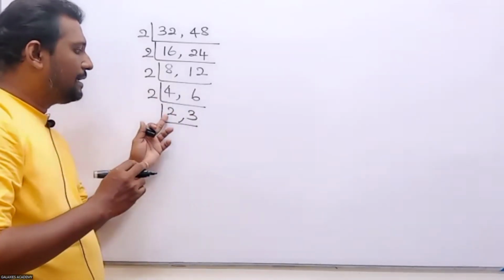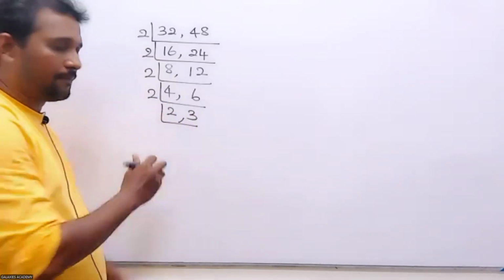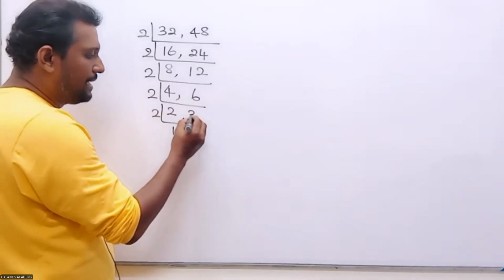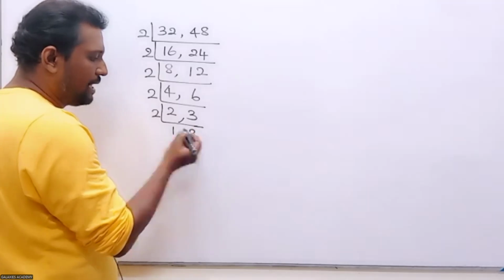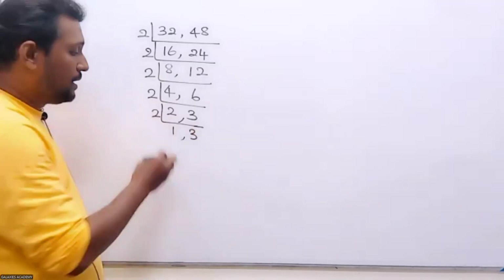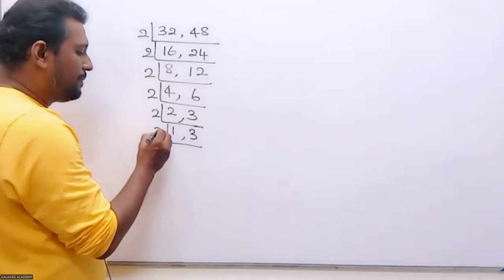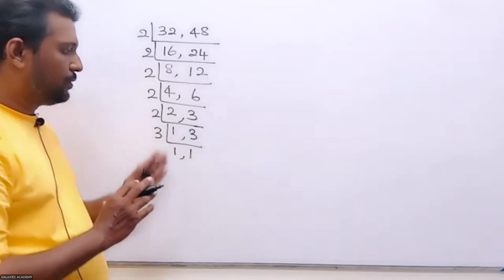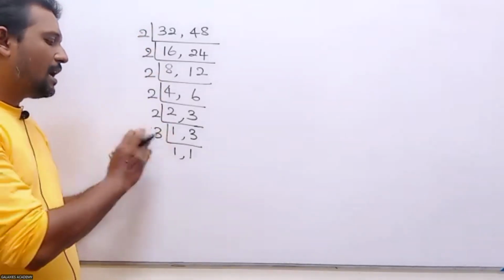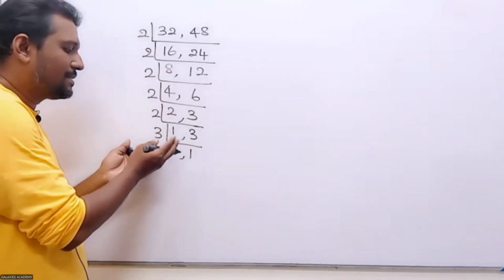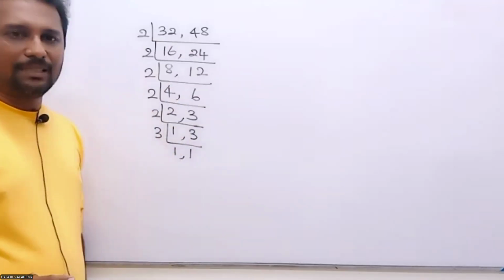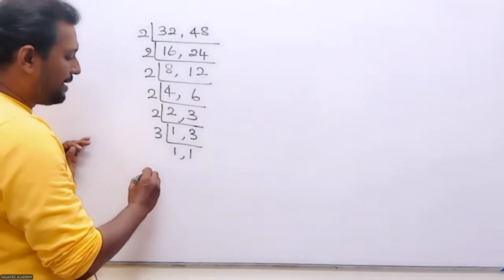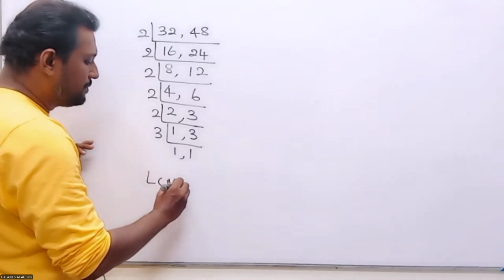Again I can divide this 2 by 2, no? So 2 divide 2, 1. 3, we can't divide by 2, so you have to write it as 3. Then again I can divide by 3. 3 divide 3, 1. Right? You have to divide these given numbers until you receive the final answers 1, 1, like that. Okay? Final line should be 1. Then you can get the LCM.